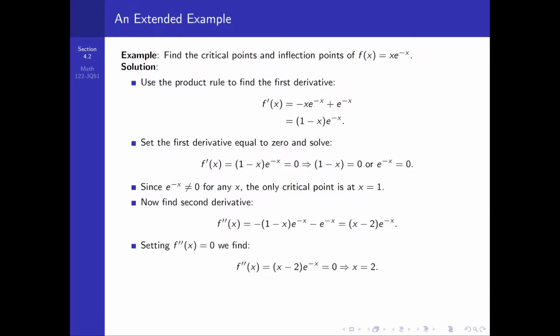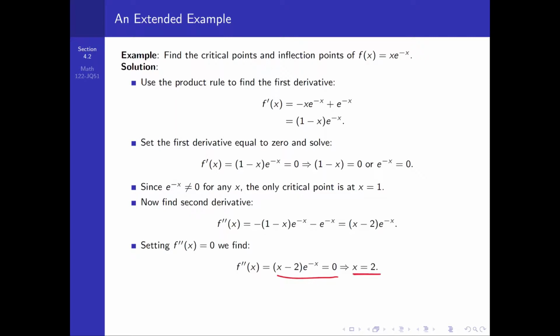So to find the inflection points, we take this second derivative and set it equal to 0. So (x minus 2) times e to the negative x is equal to 0. And again, e to the negative x can never equal 0 for any x value. So the only possibility is that x minus 2 has to equal 0 for the second derivative to be 0 at that point. And this implies that x equals 2 in this case.